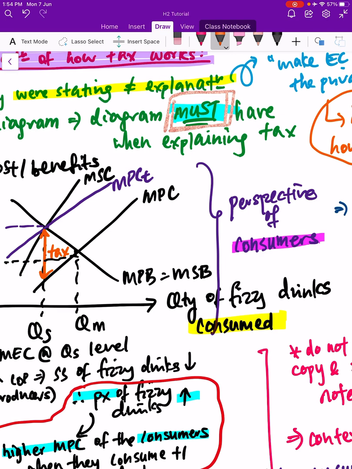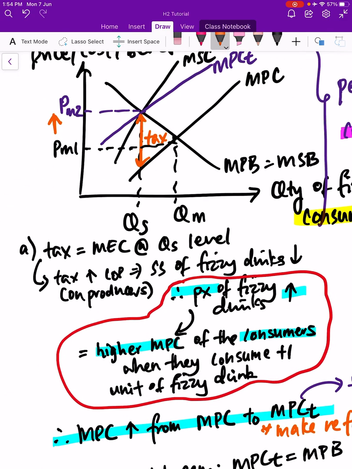If it is the perspective of the consumers, the private cost and the private benefit have to come from the consumers' perspective. So these are the private costs as well as the private benefit of the consumers. Number one, when you're explaining the diagram, you need to tell me how much you tax. The amount of taxation is equivalent to the amount of external cost at the QS level. The one that is in orange is the amount of tax being levied.